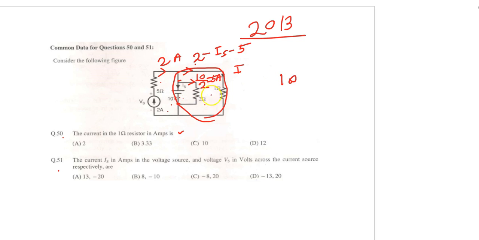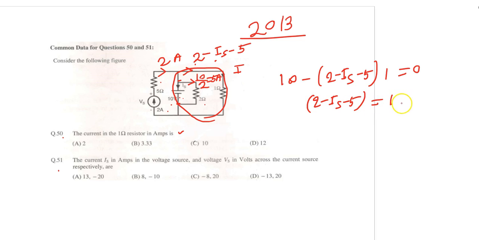I am encountering a 10 volt minus this current, that is 2 minus Is minus 5 into 1 ohm equal to 0. So 2 minus Is minus 5 is equal to 10. So this is the current we record, because this is the current flowing through the 1 ohm resistor. So this is the 10 ampere. So option C is the correct.